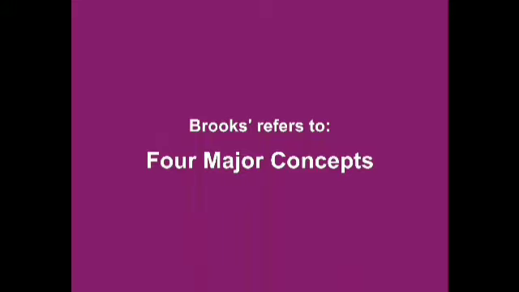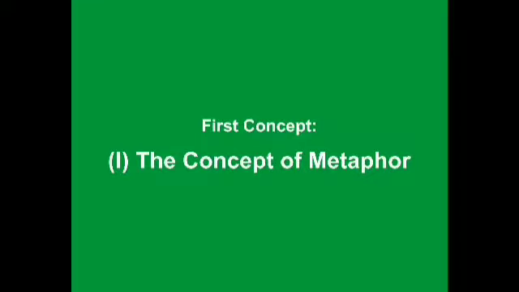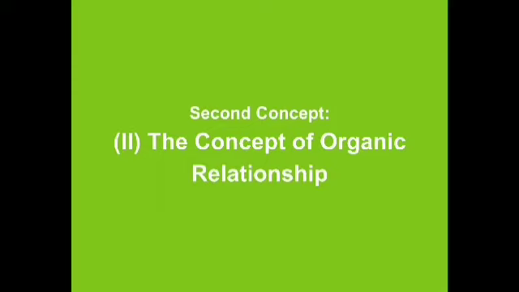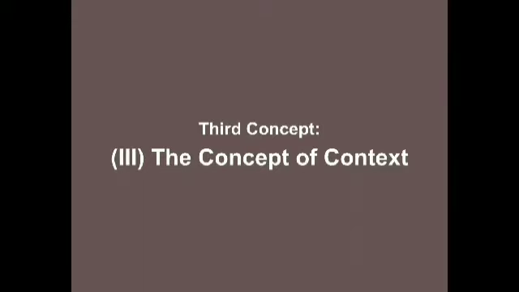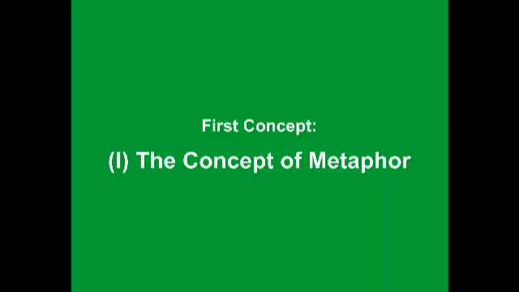Brooks, in his essay, refers to four main concepts. First one is the concept of metaphor. Second, the concept of organic relationship. Third, the concept of context. And fourth is the concept of irony. The first concept is the concept of metaphor, which Brooks has taken up in this essay.